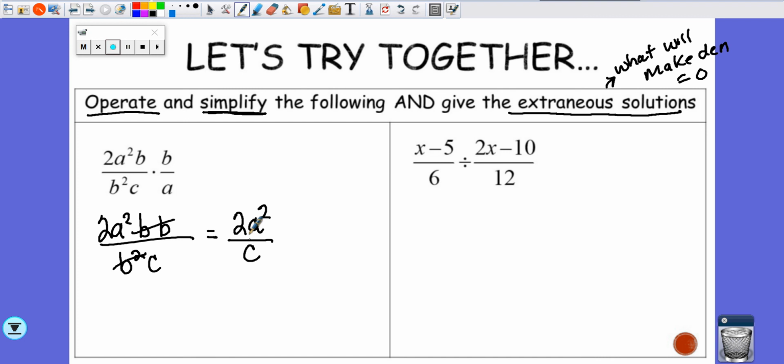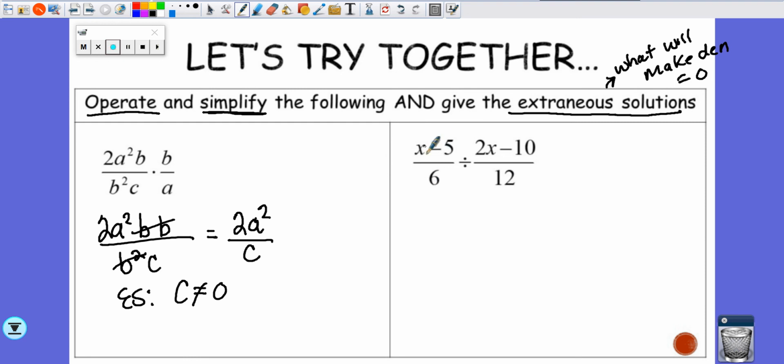So we performed the multiplication, then we simplified, and it says give the extraneous solution. So here c just cannot equal 0. So the ES is c can't equal 0, because if I set that equal to 0, it's going to make the denominator equal 0.